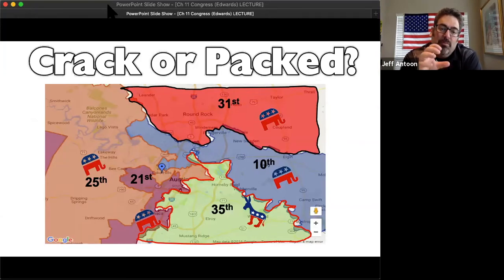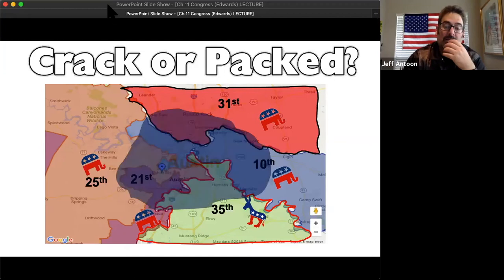So this is completely cracked and packed. The cracked districts are where you take Austin, this blue block of voters, and you crack it up. And then you put as many as you can into the 35th. And the reason it's called the 35th is because it goes right along the 35 freeway all the way to San Antonio and then cracks up that city. And it cracks and packs them into the 35th. And that's how they get away with it.